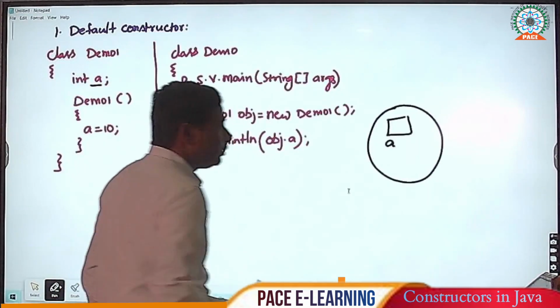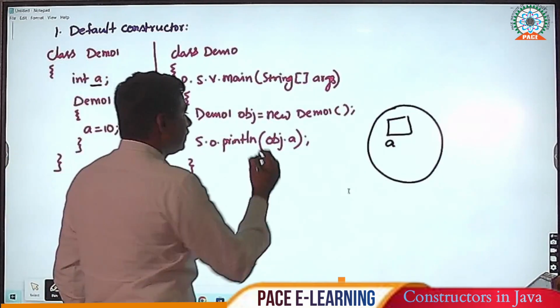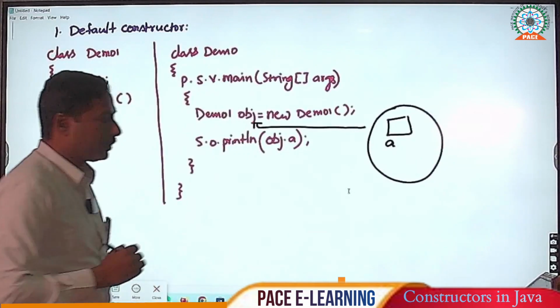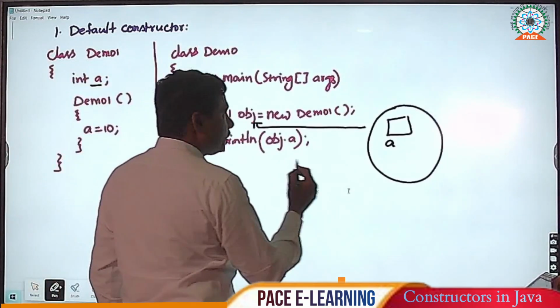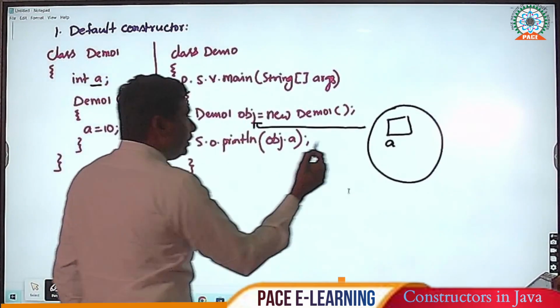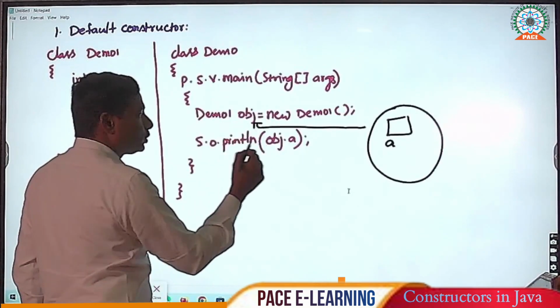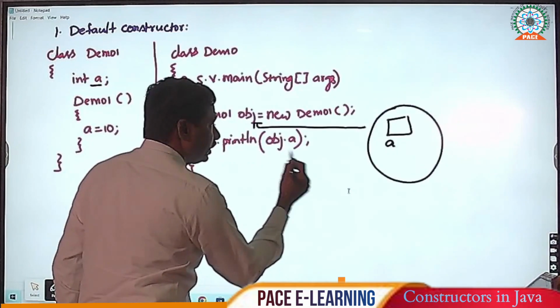For A member, the memory will be created. The reference will be placed into this OBJ. If you want to access this A, you have to access it with that concerned object name OBJ. So I am writing here, it is obj.a.